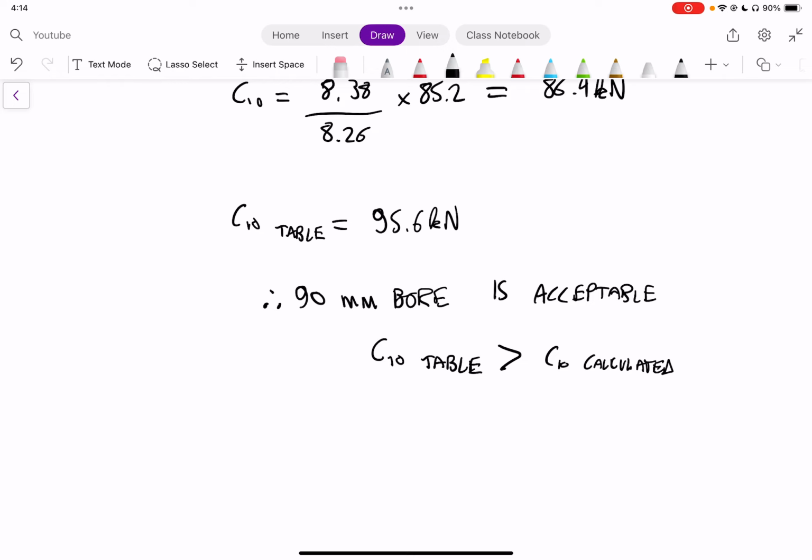Okay, so this shows you an example where you actually have to guess a value or guess a first bearing, then check for that bearing. And in this case, it didn't work the first time. It could have worked the first time. So we had to step up in bearing size, and then we checked that the step up in bearing size worked, and it actually worked because our C10 desired is less than the C10 from the table.